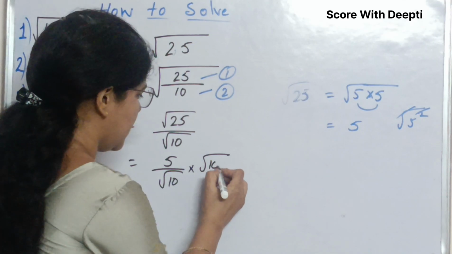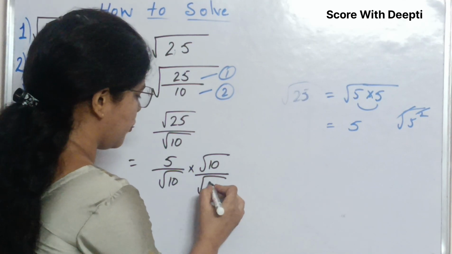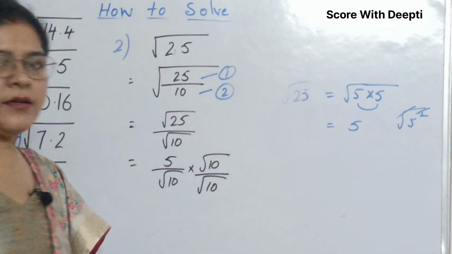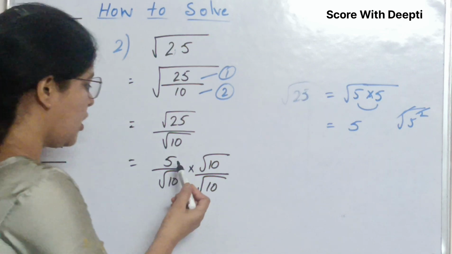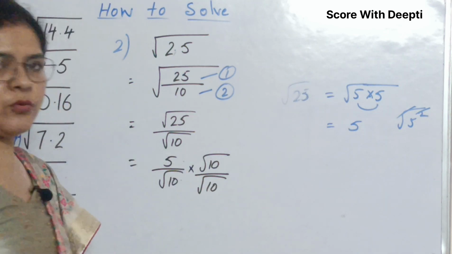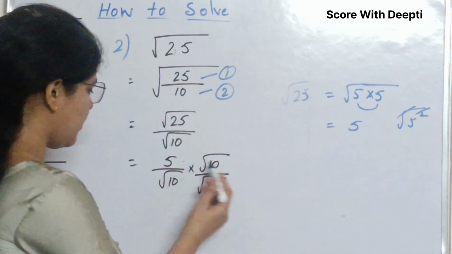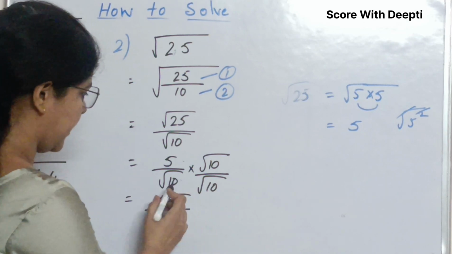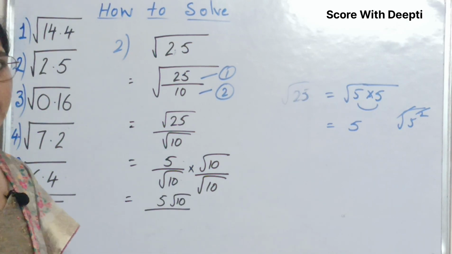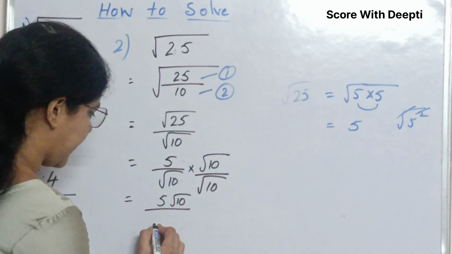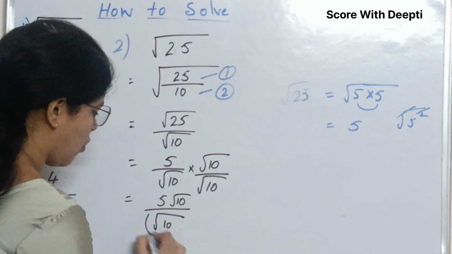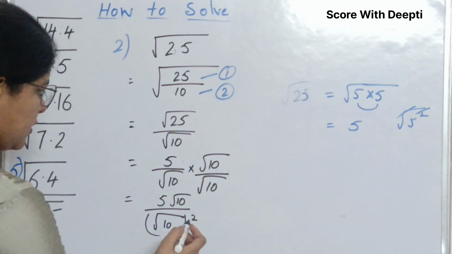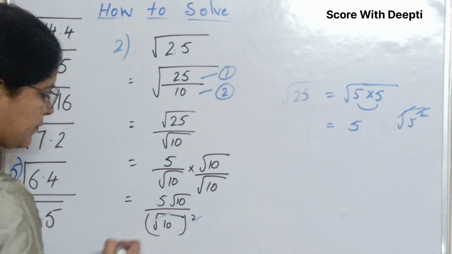So we write here square root 10 in the denominator and square root 10 in the numerator. Multiply both numerator and denominator with square root 10. Next, we multiply these and get 5 square root 10 over, here 10 comes, square root 10 comes 2 times, so we write it as square root 10 whole square. Square cancels with square root.